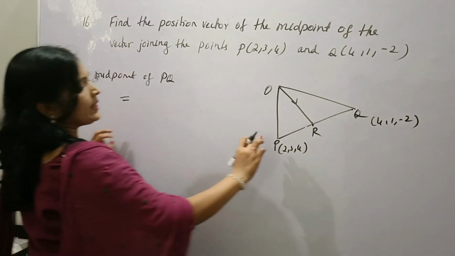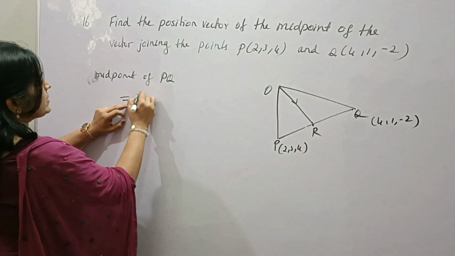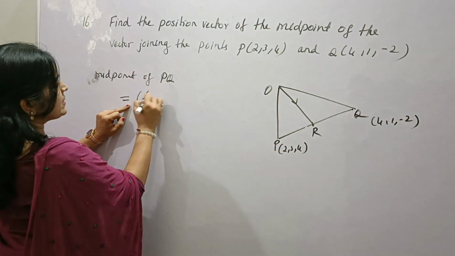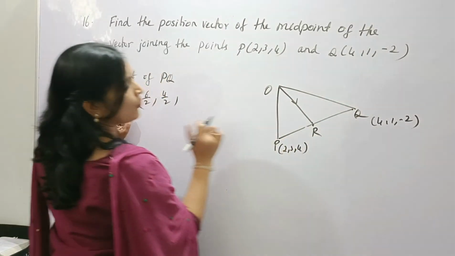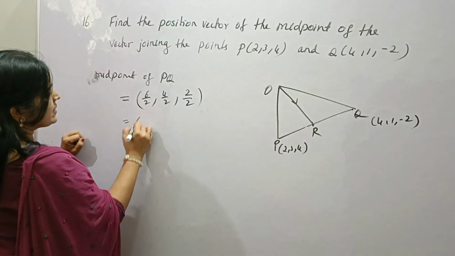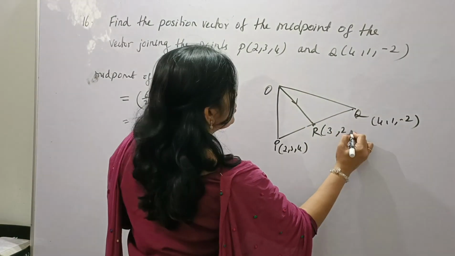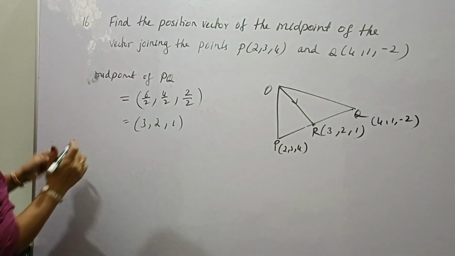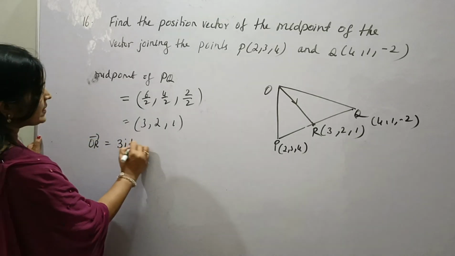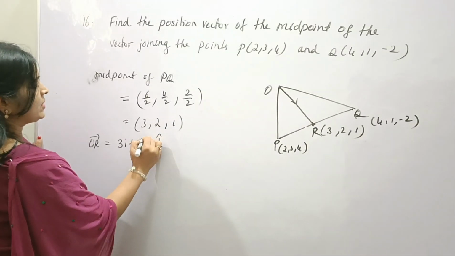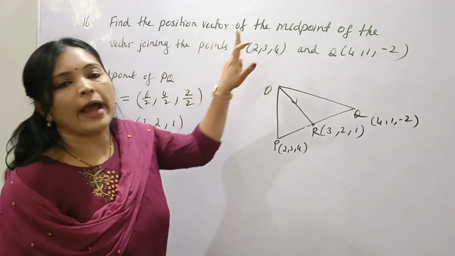The midpoint of PQ is equal to, as we studied, x1 plus x2 divided by 2, y1 plus y2 divided by 2, right? That is equal to 2 plus 4, that is 6 divided by 2, 3 plus 1, 4 by 2, and minus 2 plus 4, 2 divided by 2. That is 3, 2, 1. So this point R is nothing but 3, 2, 1. And what is the vector OR? So vector OR is equal to 3i plus 2j plus k. So it is the position vector of the midpoint of the vector joining the points P and Q.